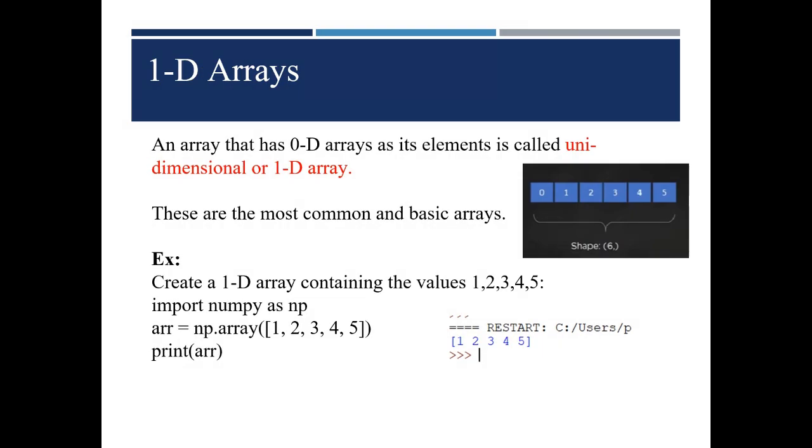Next is the one dimensional array. An array that has zero dimensional arrays as its elements is called a uni-dimensional or one dimensional array. These are the most common and basic arrays which we use. To create a one dimensional array having the values 1, 2, 3, 4 and 5, use np.array([1, 2, 3, 4, 5]), and it will print 1, 2, 3, 4, 5.